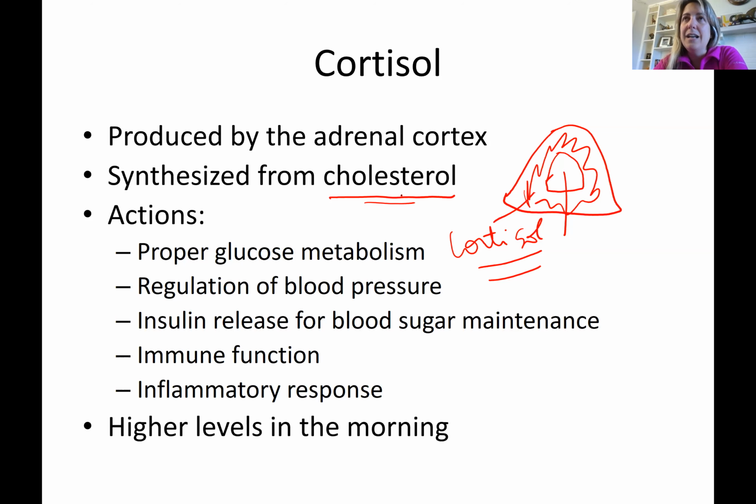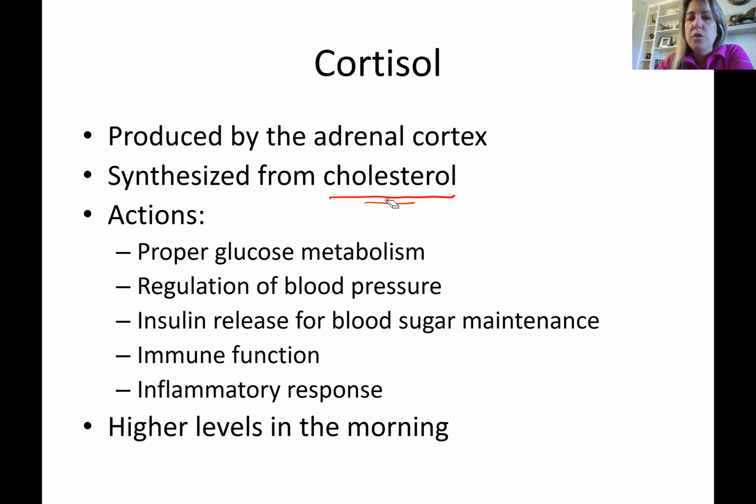But the levels of cortisol are going to be higher in the morning, I would assume, so people, or the animals, are ready to face the day. And the actions of cortisol are to maintain a proper glucose metabolism. It regulates blood pressure, blood sugar maintenance, immune function, and inflammatory response. So anytime that there is a stress also, cortisol is going to be released in the body.